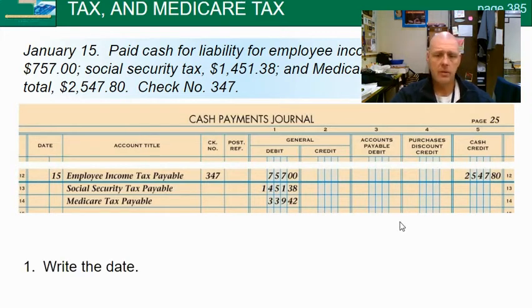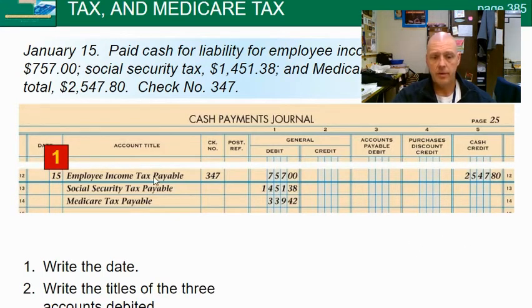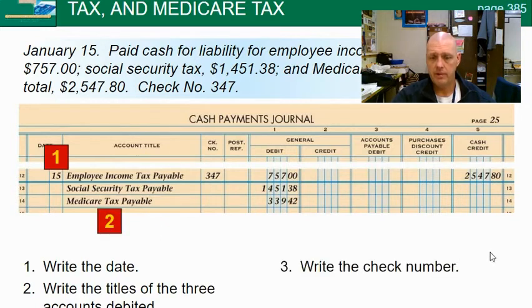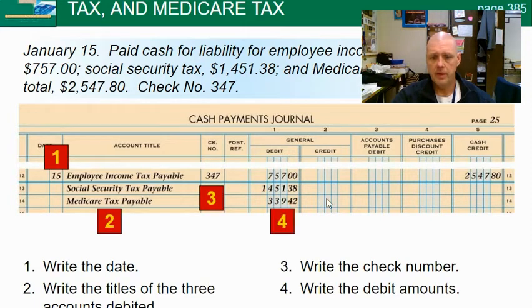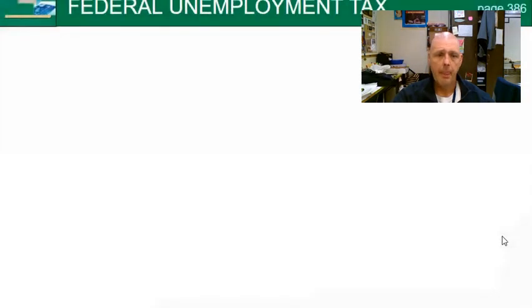So just like any old cash payment entry, write the date, write the accounts of the three debits, write the check number, 347, and plug in your debit amounts. We've got three of them here. Go ahead and write in your cash credit.